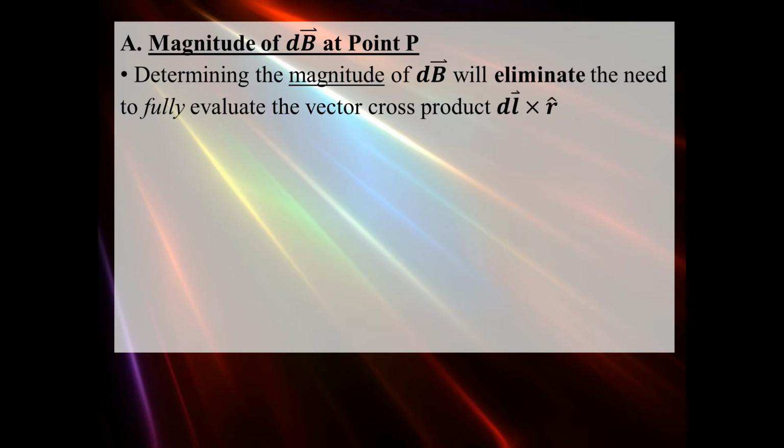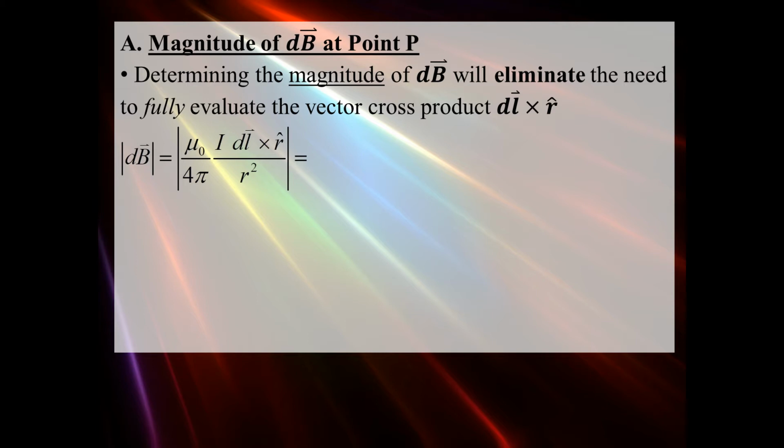I showed you earlier how to evaluate a vector cross product in its entirety, which involves setting up 3x3 grids typically, and then doing some vector multiplication, which is extremely tedious. But if we look at the magnitude, it's actually not bad to do. Okay, so I want the magnitude of dB. That would be the magnitude of everything stated in the Biot-Savart law: mu naught over 4 pi, times I, times the vector cross product of dl with the unit vector r, divided by little r squared.